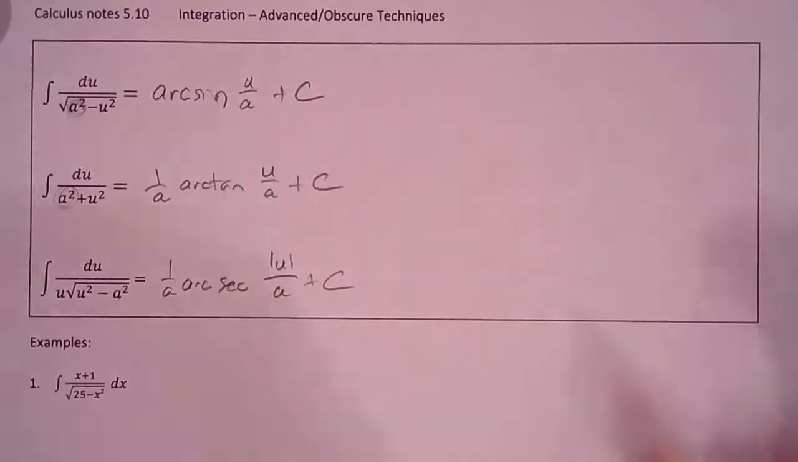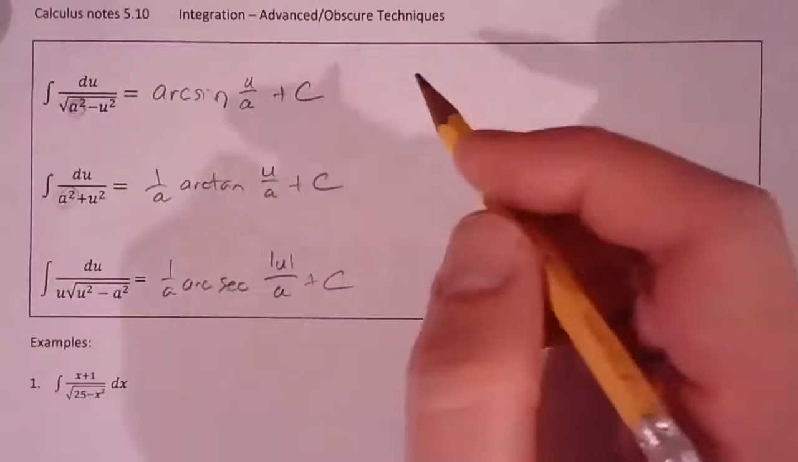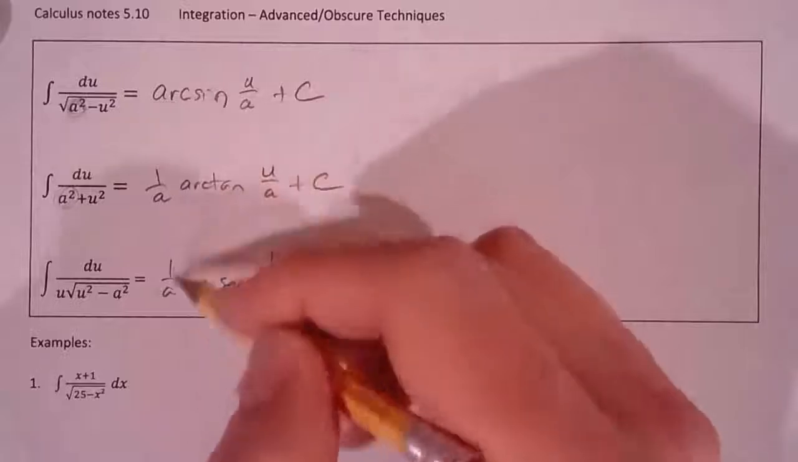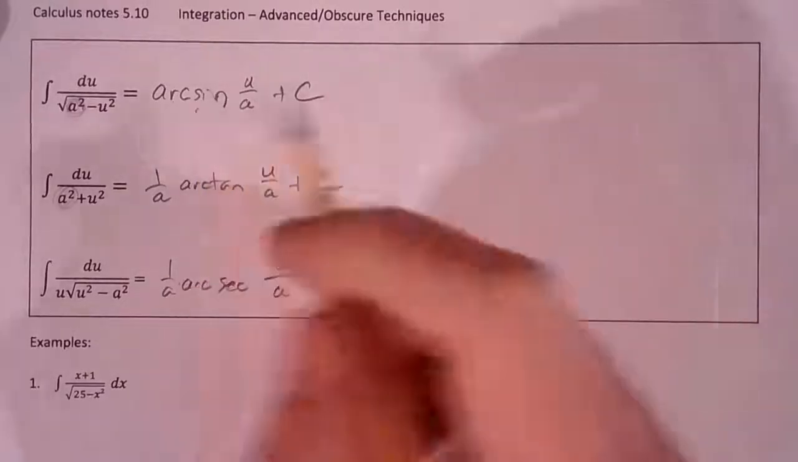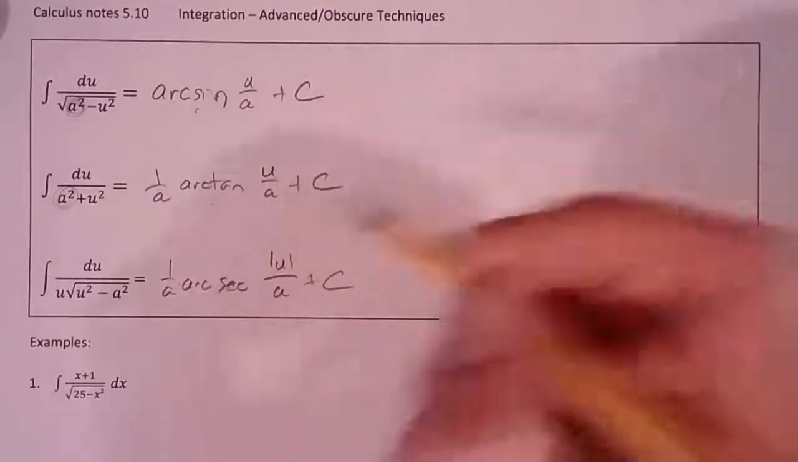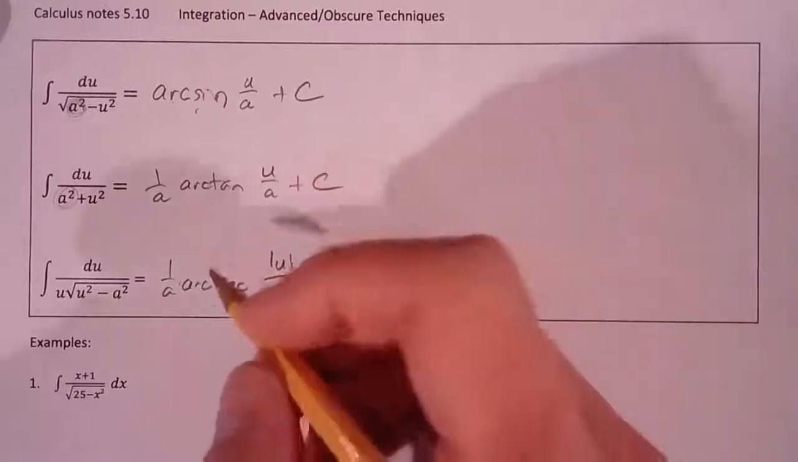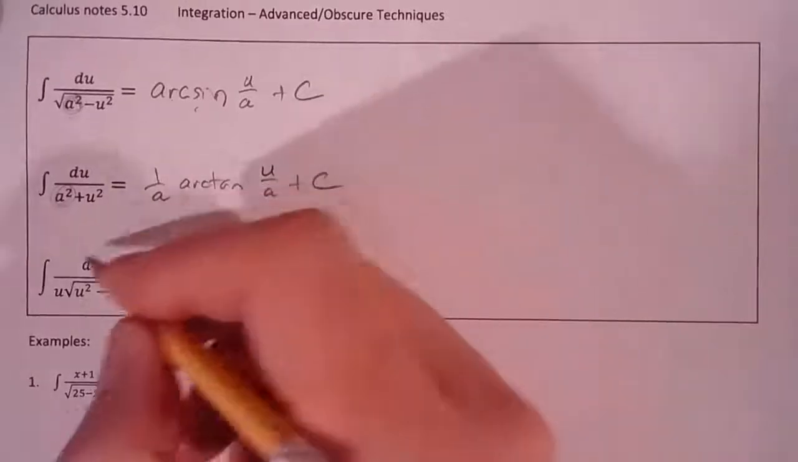Now look, I don't expect you to memorize these. However, what I will typically do on tests and quizzes is I will just give you this printed on the test, and I will expect you from there to be able to figure out what the derivative of arc sine is, what the derivative of arc tan is, and what the derivative of arc secant is. Because you can read this thing backwards.